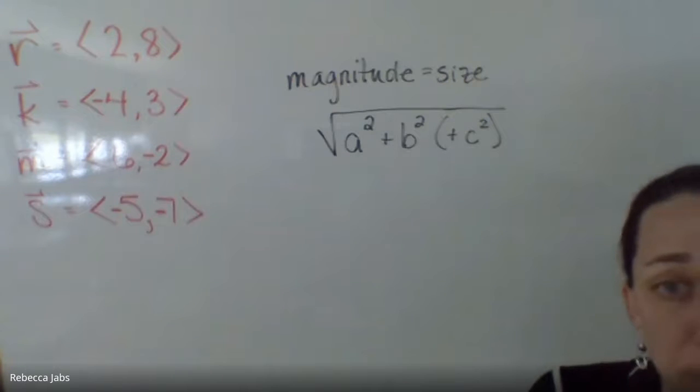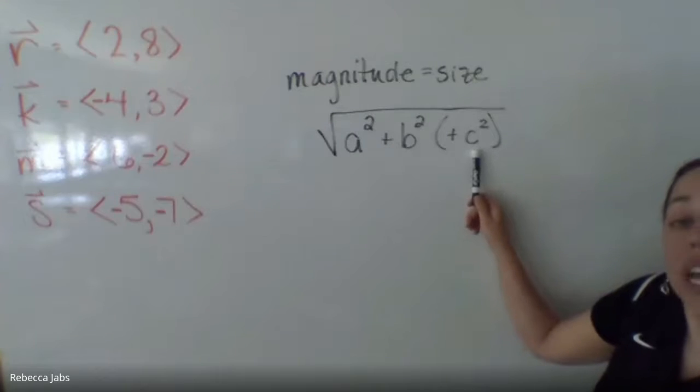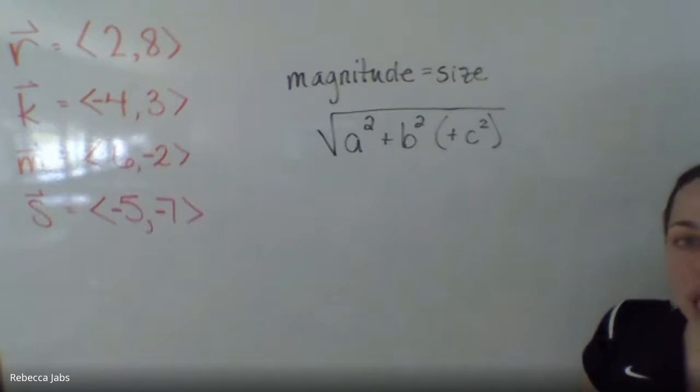I do want you to think of Pythagorean's theorem. And so we would do a squared plus b squared, but of course, find the radical of that. But because we could have 3 components, I could have a plus c squared right there.